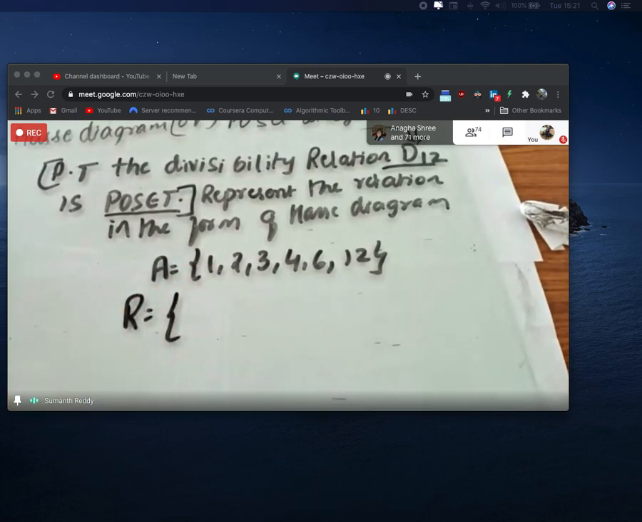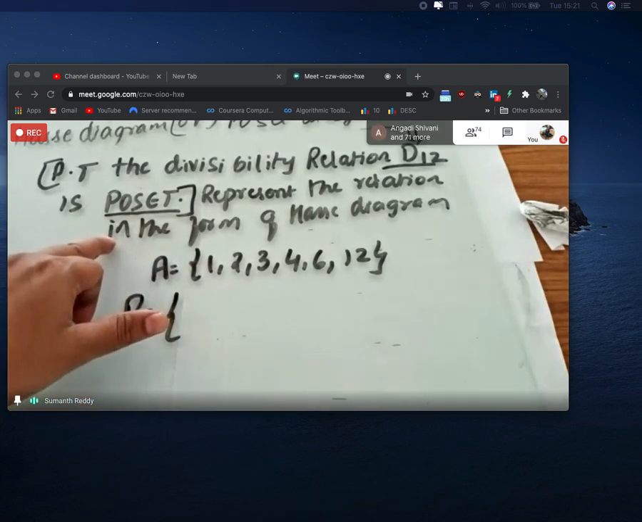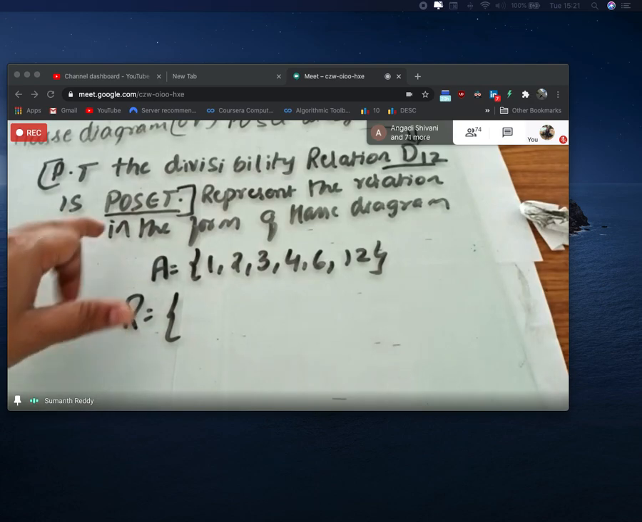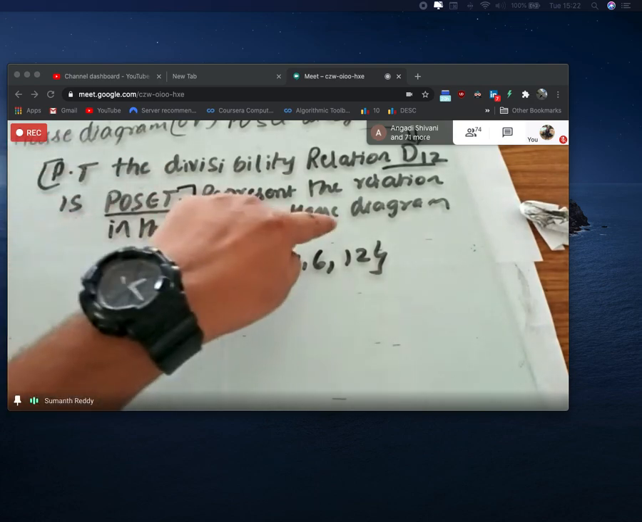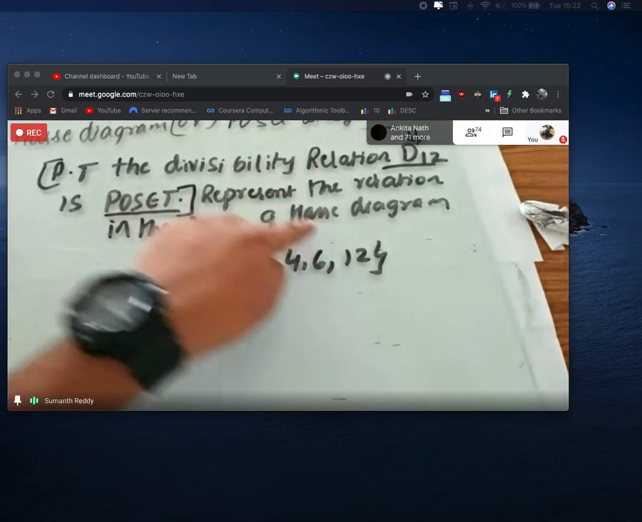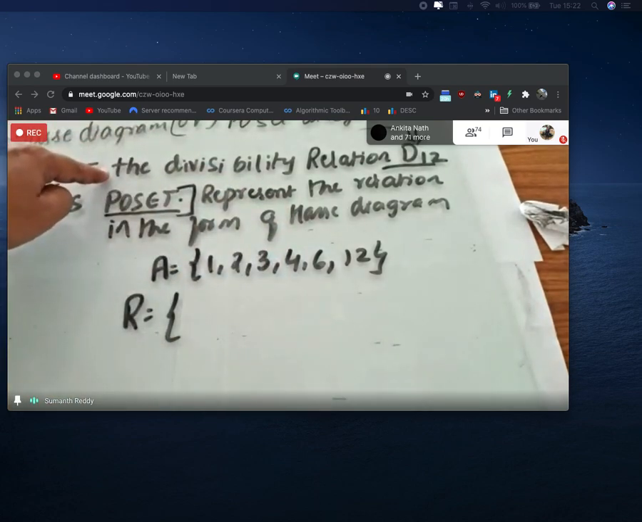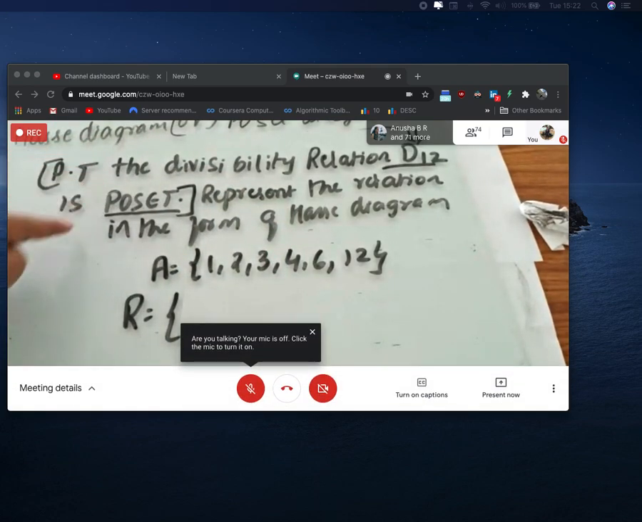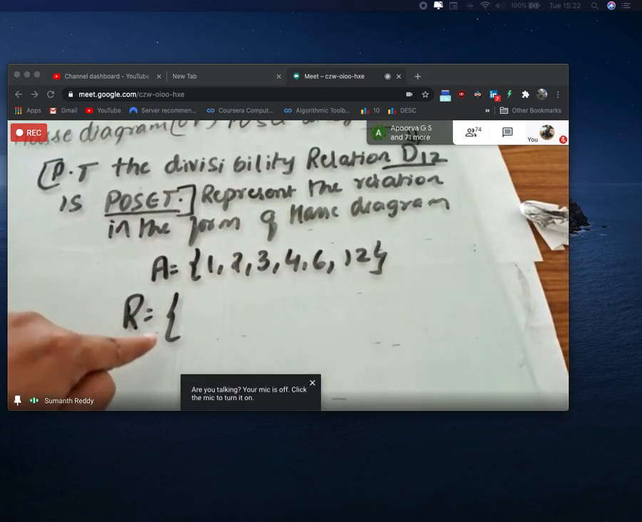And one more thing, students, when you write the ordered pairs for this, it will take more space. In the question, nowhere has he asked you to represent the relation in the form of ordered pairs. He is asking you to represent the relation in the form of a Hasse diagram, and just to prove whether the relation is a partial order set or not. So you just need to check for the reflexive, antisymmetric and transitive properties. You need not write the relation.